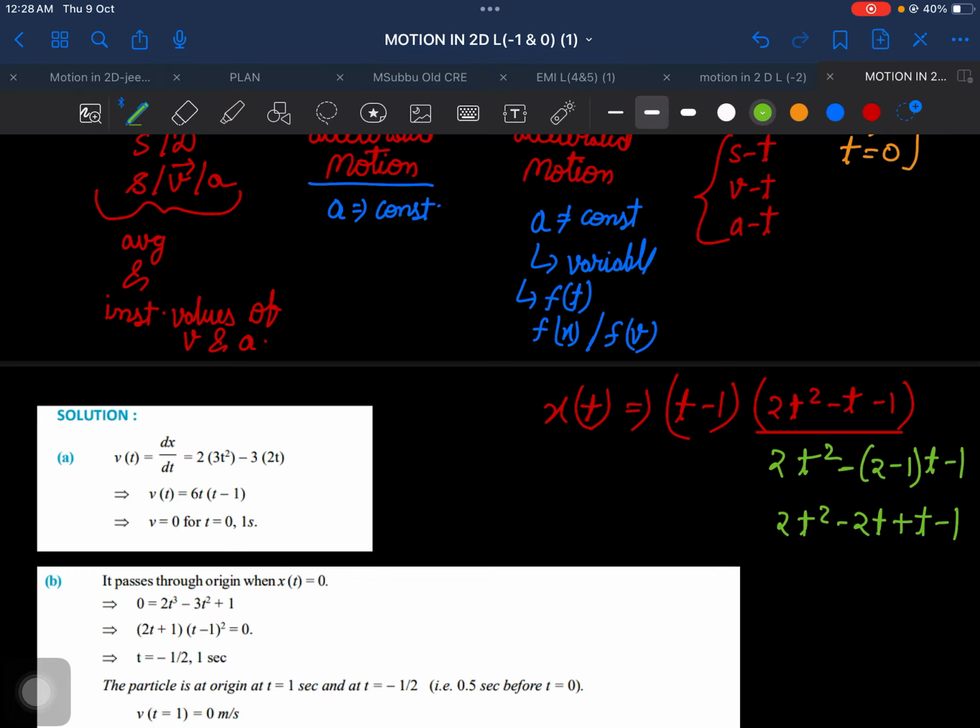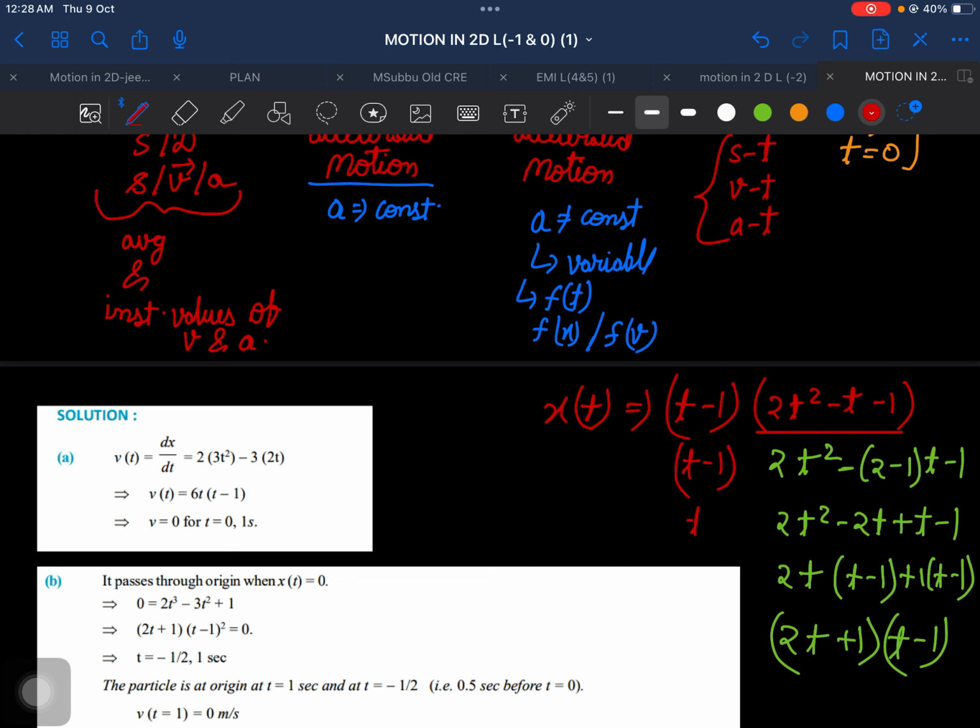Just check. So from here you have common 2t, and inside you will have t minus 1, and here you will have common plus 1, t minus 1. So again you can factorize this as 2t plus 1 and t minus 1. Just check, everyone, right? So your common factor is t minus 1. So your xt will become like this.